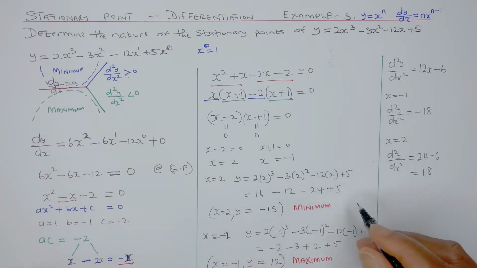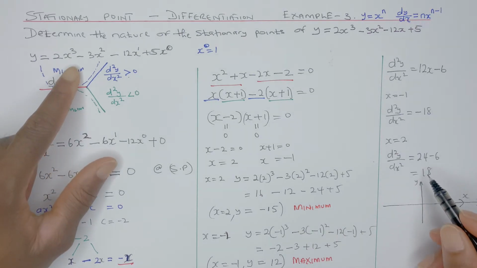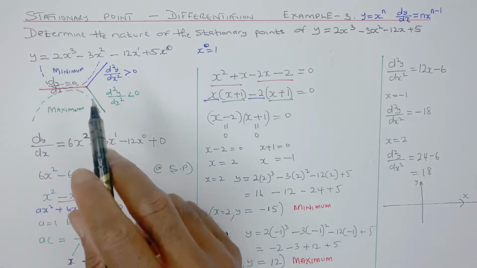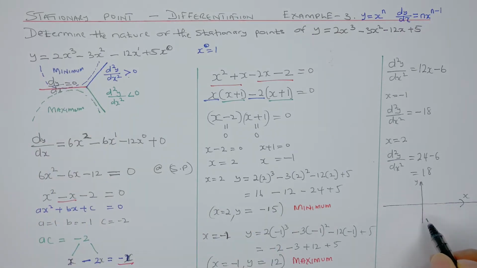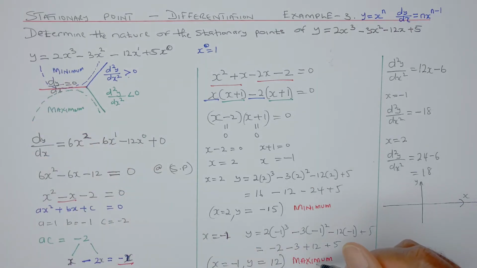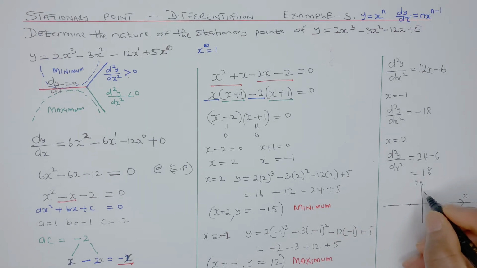So if we're to sketch this curve, the curve is cubic, and A is positive. It's cubic, so it passes through the first, second, third and fourth quadrants. The curve will start from the third quadrant because it's a positive cubic. There is a maximum point at x equals minus 1, and y is 12. So the curve has a maximum turning point here, and this is 12.